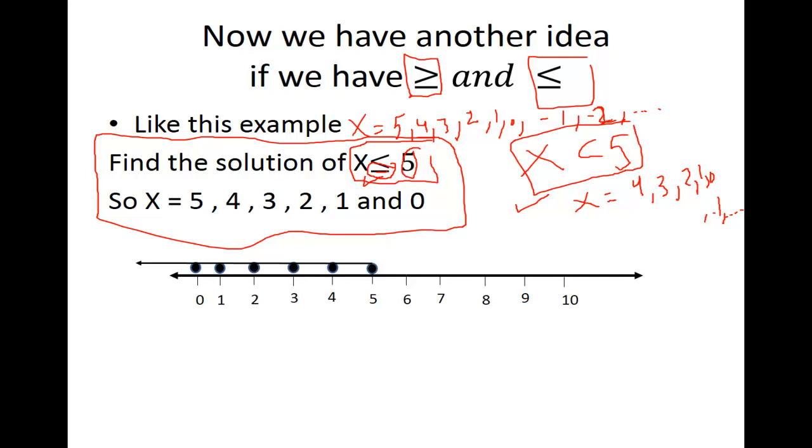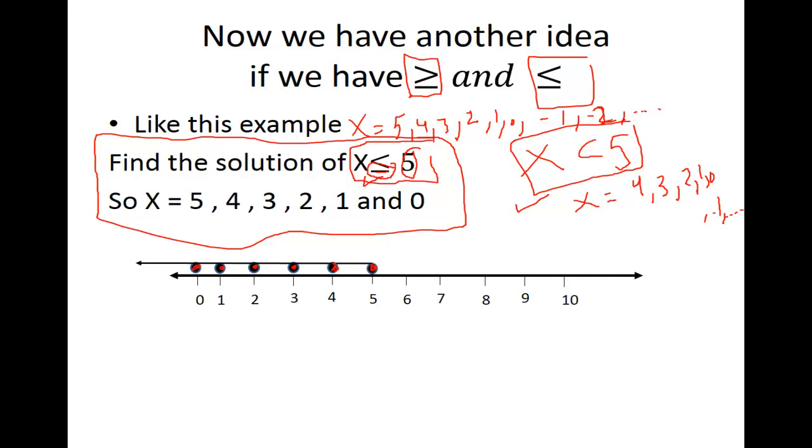So you have to take all the numbers, but we don't have an empty circle; we have a filled circle. Why would we have a filled circle? Because 5 is also an answer, because we have an equal sign. So we're going to make a filled circle on 5, 4, 3, 2, 1, 0.